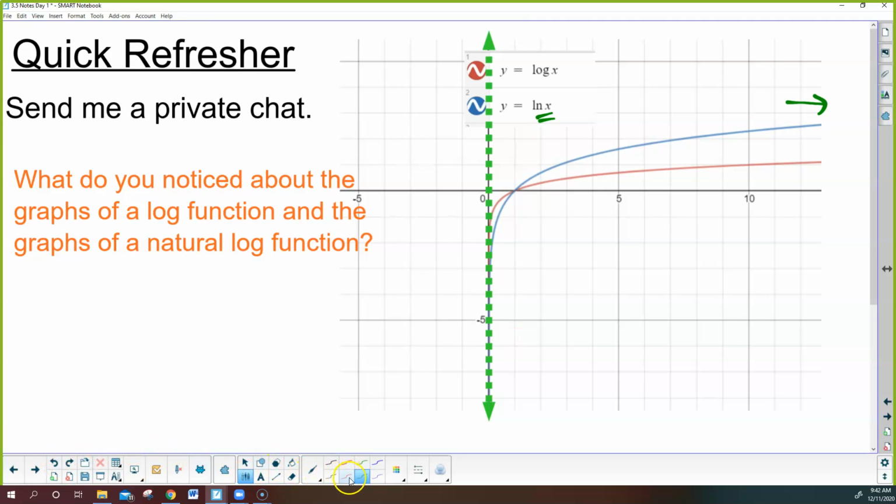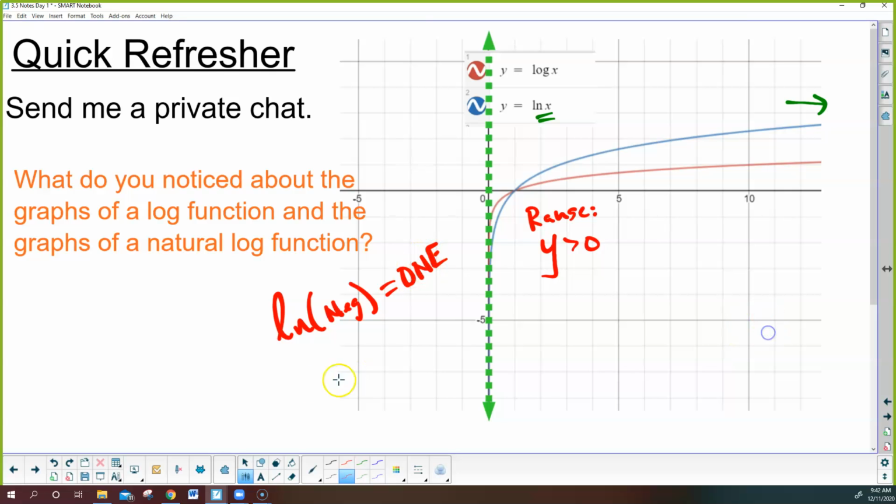y equals 0 line, right? Which means both of these functions, their outputs, or I should say their range, for both of them is y has to be greater than 0. Which means I cannot have any negative values. So think of this. If you have the natural log of a negative number, it does not exist. If you have the log of a negative number, it does not exist.